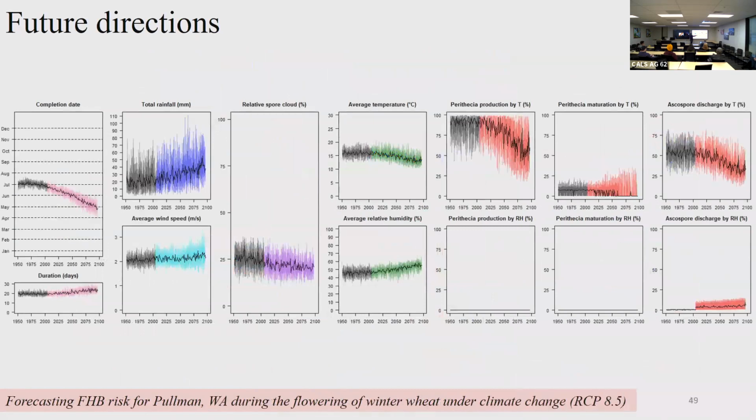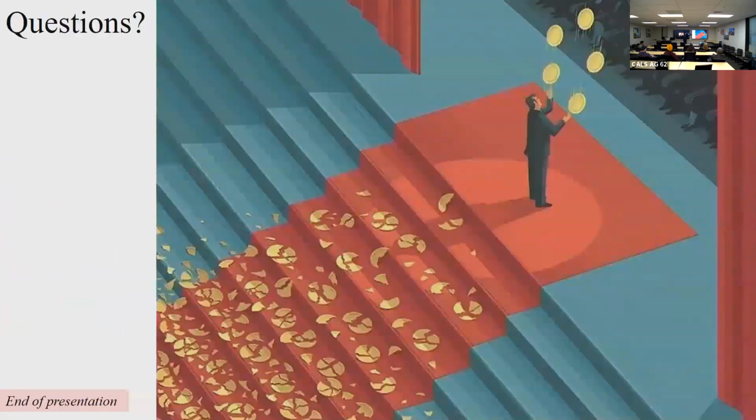We can do things like what the spore cloud would be. We could do parameters for those fungal cannons. And maybe we could go forward, and this is for Pullman, Washington, right? Even in the future, the humidity is still too low to favor that disease. And that should be everything. Anyone have any questions?